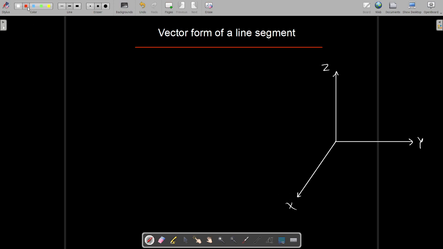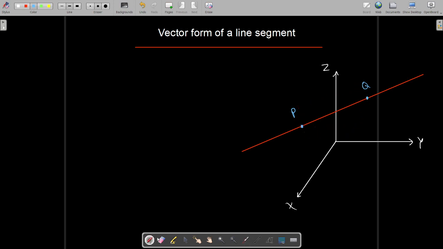Now let me consider a line. So I'm taking a random line. Let's say this is our random line. Now we are given 2 points in this line. Let's say we are given a point P in this line and we are given another point Q in this line. Now we have to find the vector form of this PQ line segment. You get me? You have to find the line segment of PQ.